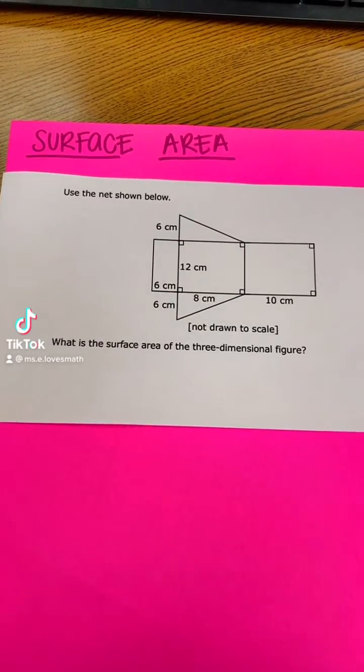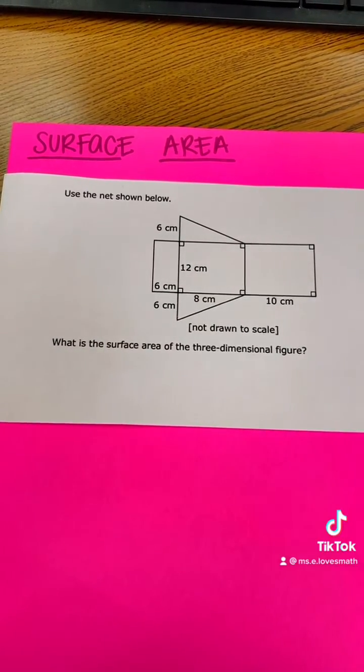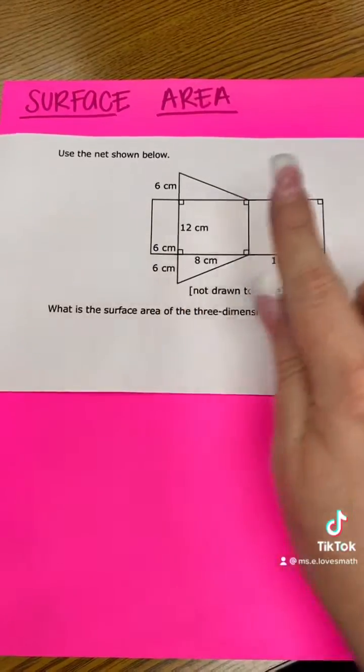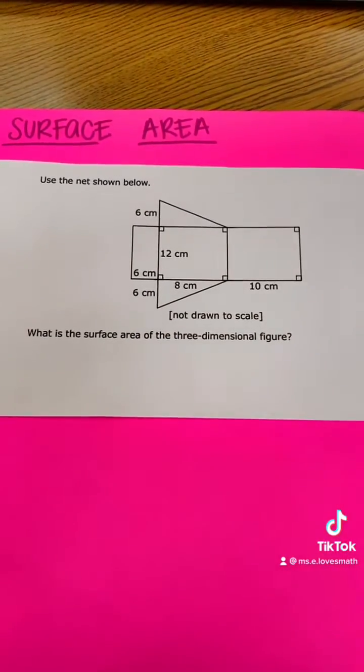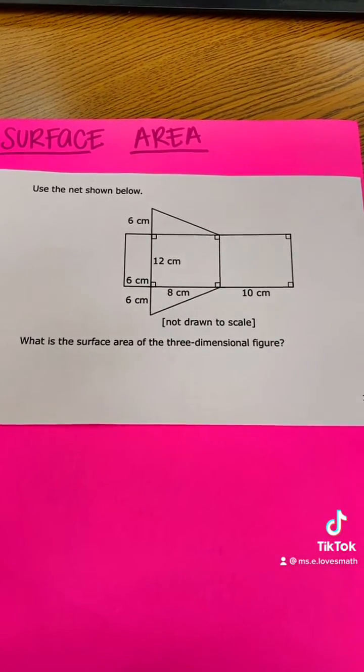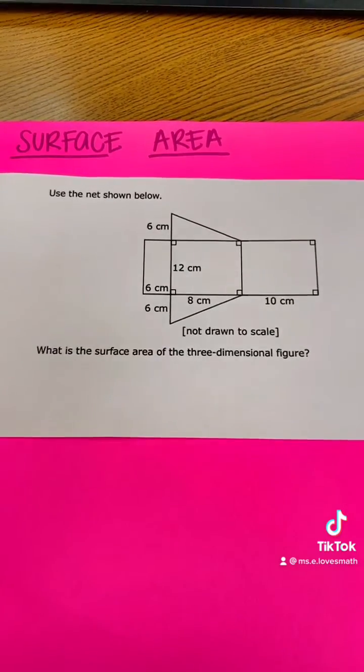We need to find the surface area of this shape. First step is to figure out what is the measurement of all the missing pieces. That way we can find the area of each part, then add them together.